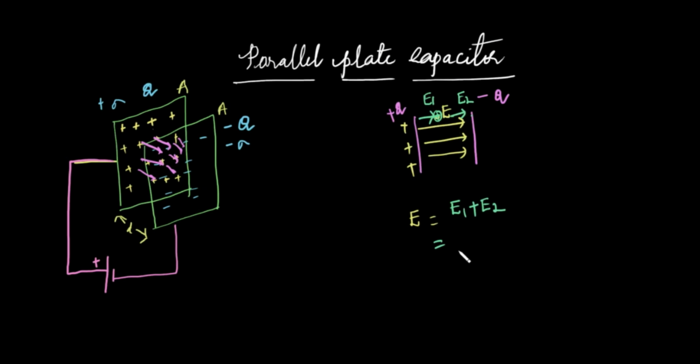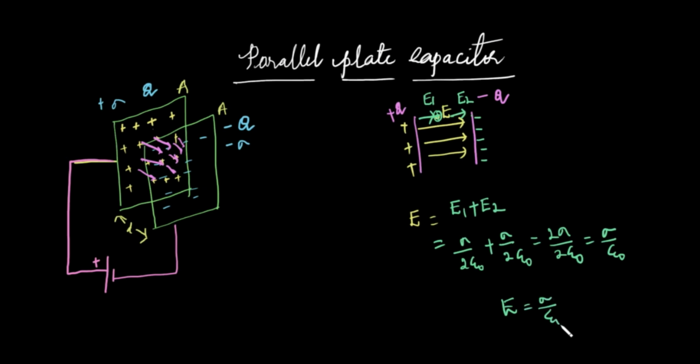Now E1 is the electric field due to a plane sheet of charge. The electric field due to a plane sheet of charge is sigma by 2 epsilon naught, plus the same for the negative sheet, sigma by 2 epsilon naught, which is equal to 2 sigma by 2 epsilon naught, that is equal to sigma by epsilon naught. So the electric field in between the positive plate and the negative plate is sigma by epsilon naught.